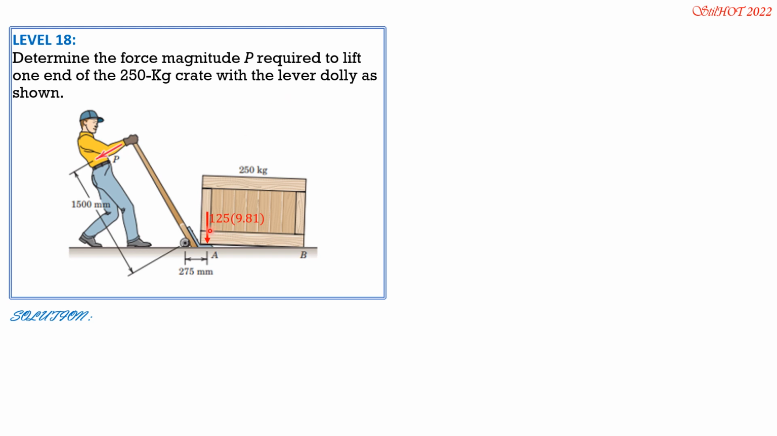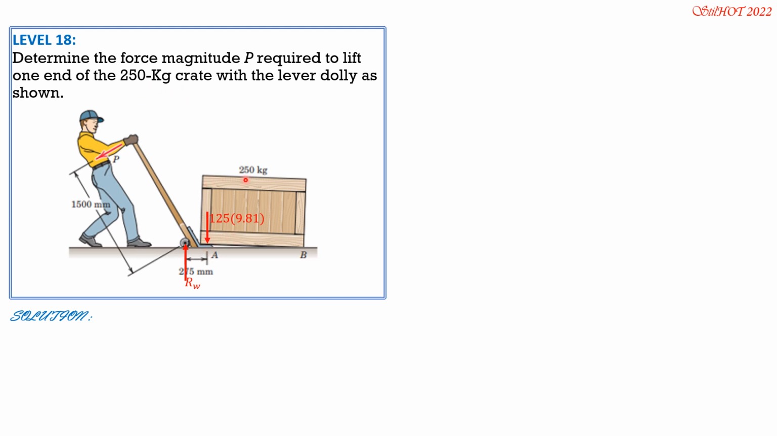When this dolly is about to lift the crate, then the reaction will only be in this wheel here. Then there will be no contact at the bottom of A here. So the reaction will be at the wheel only. Take note that the condition is the force P required to lift one end of the 250 kilogram crate with a lever dolly.